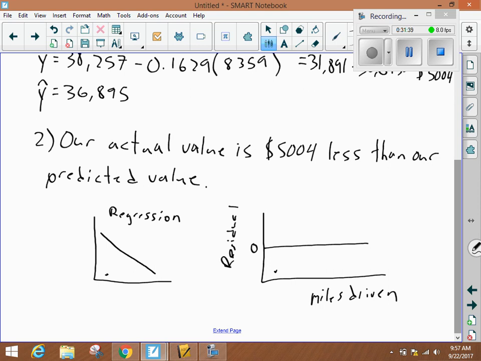So if we're looking at it in terms of a residual plot, let's just assume that the data looks something like this. If we're looking to answer this question, this point right here would give us the one that has the most over-predicted value for our least squares regression.